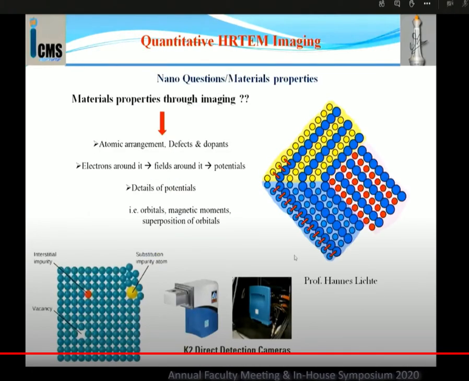So, what is the eventual goal of quantitative imaging? Can we determine material properties through imaging? And if you want to do that, then what does it take? Because materials have atoms, they have particular arrangements, and the materials can have defects, dopants, etc. And if you have atoms, then you have electrons around them, and you have a field and potential around them. If you can determine the potential, and once you can fit the orbitals, you should be able to tell the properties of the material in terms of magnetic moments and other things that you're interested in.